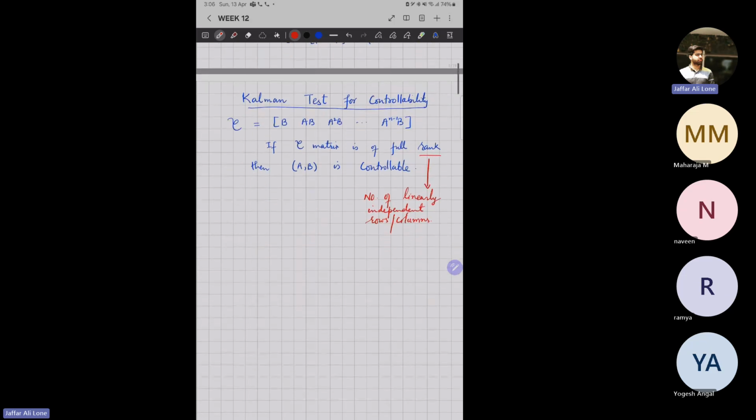Similarly, the test for observability goes like this: if my observability matrix, which is MathCal O, given by C, CA, CA squared, and so on up to CA to the n minus 1, is of full rank, then my system is observable.